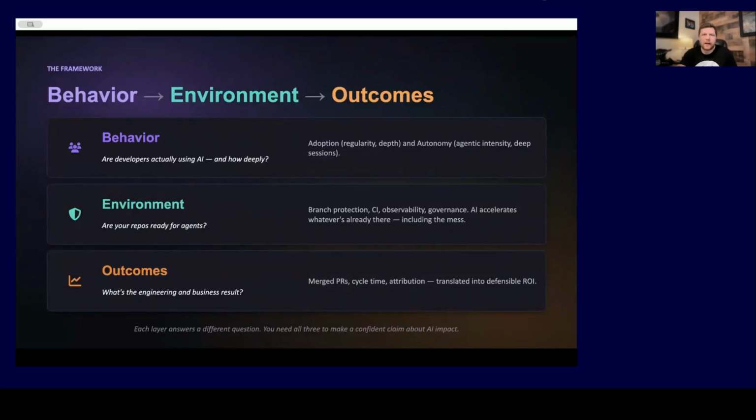All right, so let's look at the framework. This is the framework. It's behavior, environment, outcomes. It's the whole thing on one slide. You can see the three layers.